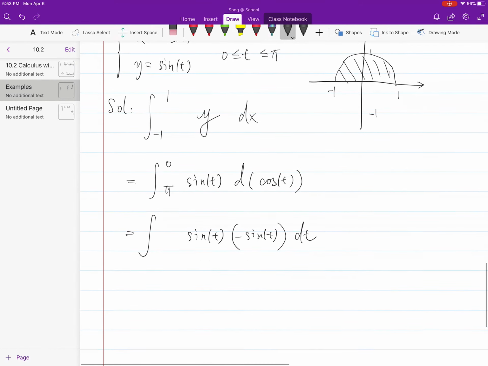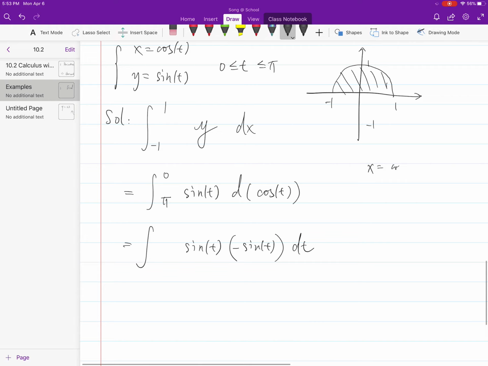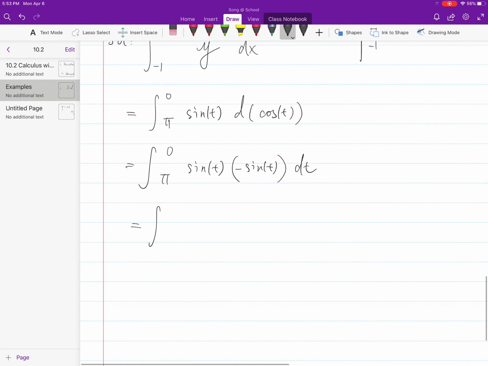It's coming from pi to 0. Pi corresponds to -1, and the 0 corresponds to 1. To think about it, let's just say your x is cosine t, right? Your x goes from -1 to 1. Then when x is -1, your t is pi. When x is 1, your t is 0. So that's how we find this. Keep in mind, these -1 to 1 correspond to x values, and your x is cosine t.